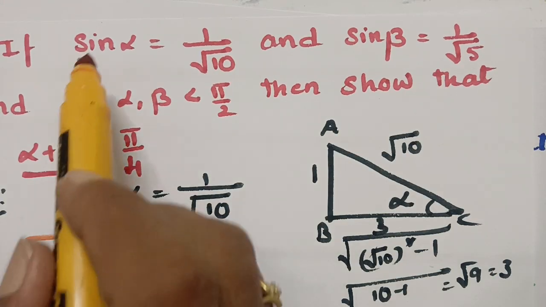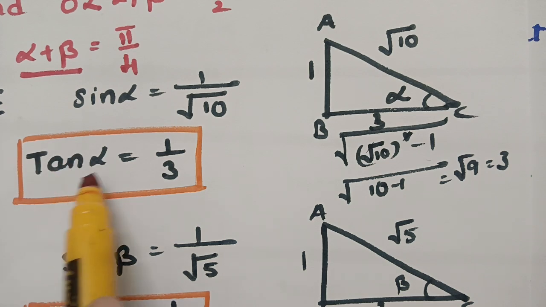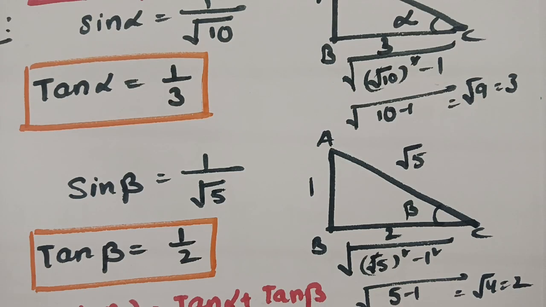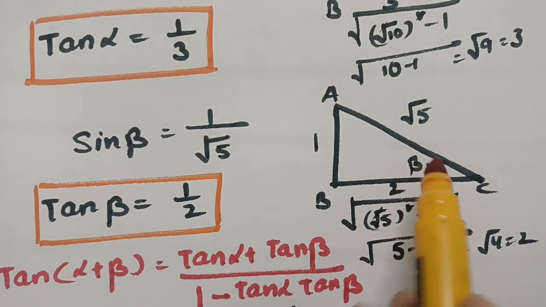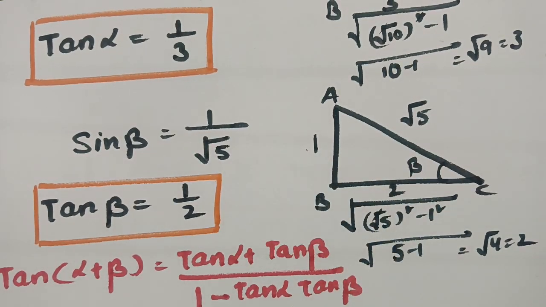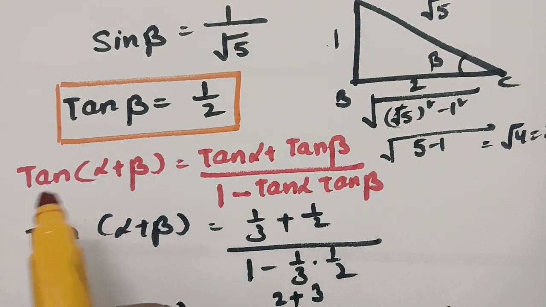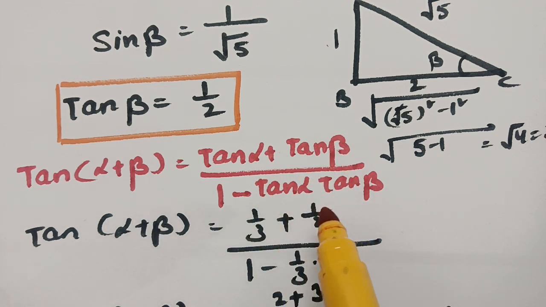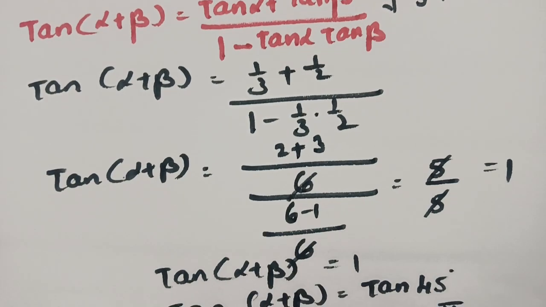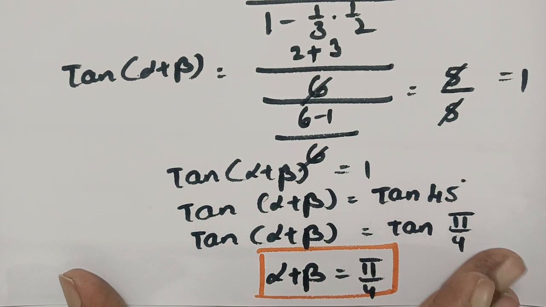So what is given here? Sin alpha is equal to 1 by root 10. From this sin alpha, I have calculated tan alpha as 1 by 3. And from sin beta is equal to 1 by root 5, I got tan beta is equal to 1 by 2. After that, I need the value of alpha plus beta, and therefore have taken tan of alpha plus beta is equal to tan alpha plus tan beta by 1 minus tan alpha into tan beta. After substituting and cancellation, I got alpha plus beta value as pi by 4.